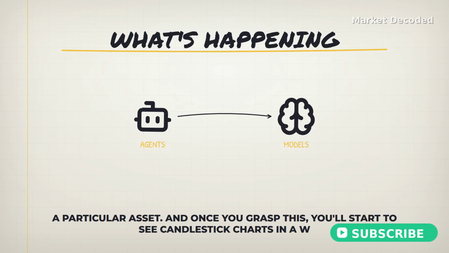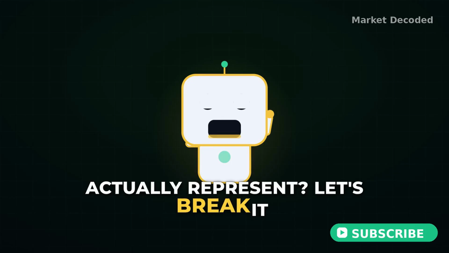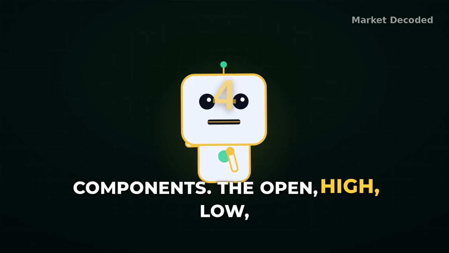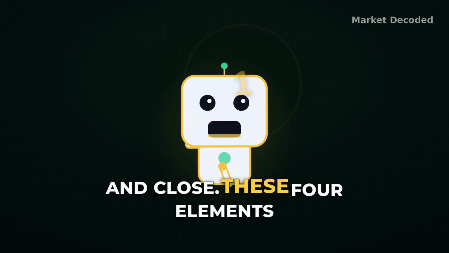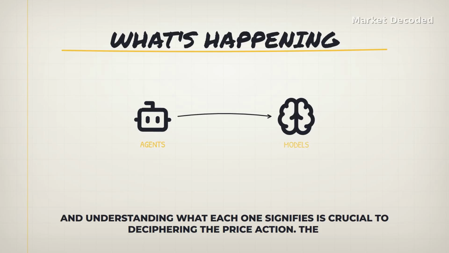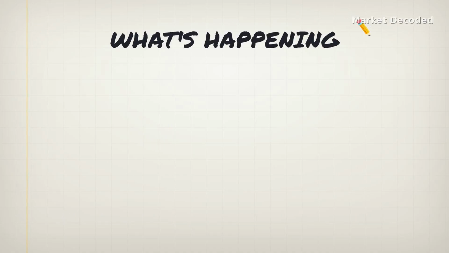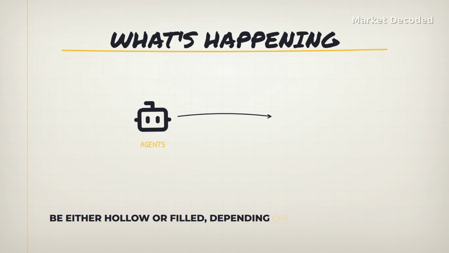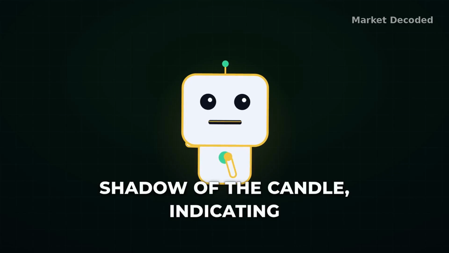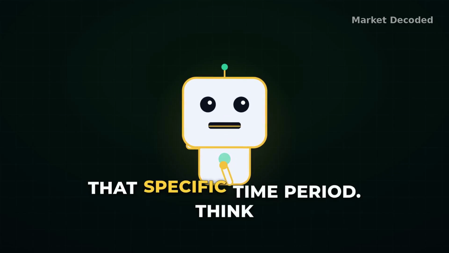What do the individual parts of a candlestick actually represent? Let's break it down. A candlestick chart is made up of four main components: the open, high, low, and close. These four elements are the building blocks of a chart, and understanding what each one signifies is crucial to deciphering the price action. The open and close prices form the body of the candle, which can be either hollow or filled, depending on whether the close was higher or lower than the open. The high and low prices, on the other hand, are represented by the wick or shadow of the candle, indicating the range of prices during that specific time period.